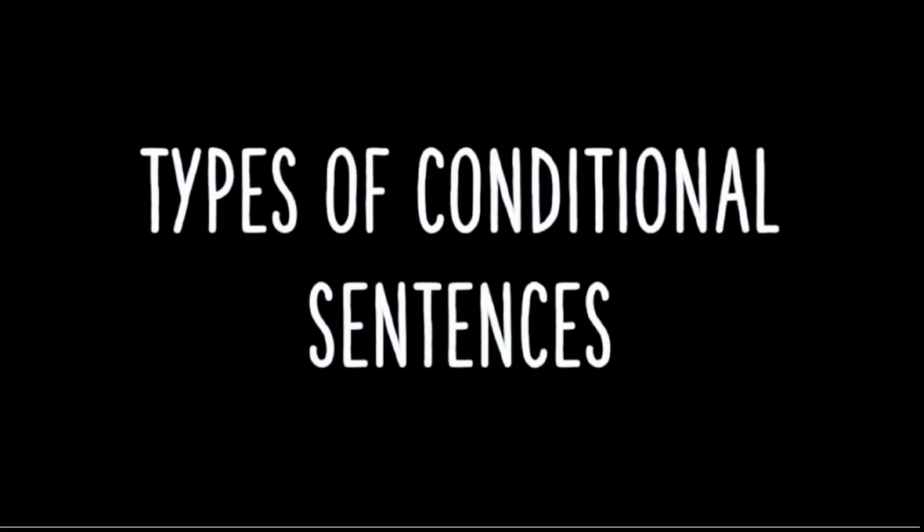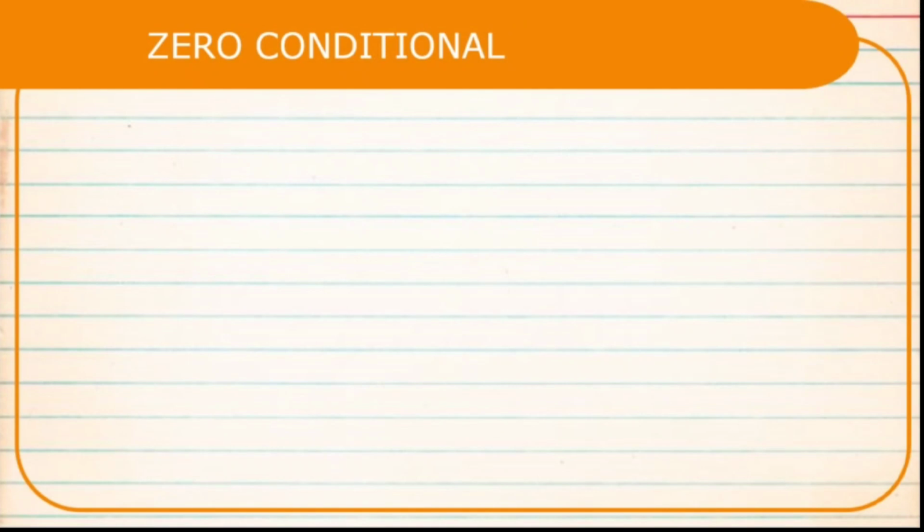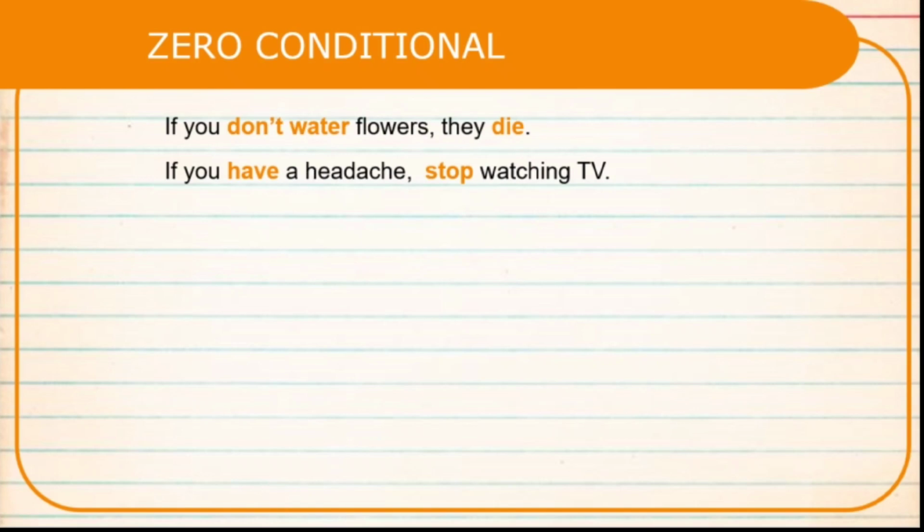Types of conditional sentences. Let's start with zero conditional. We use this so-called zero conditional when the result of the condition is always true, like a scientific fact. Let's have these examples. If you don't water flowers, they die. If you have a headache, stop watching TV.